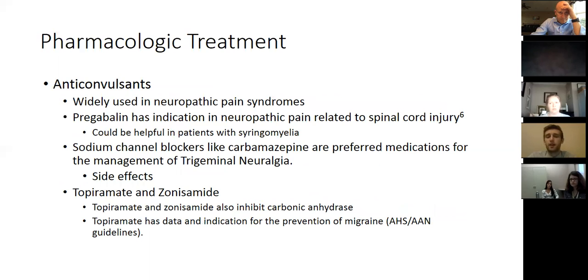Sodium channel blockers, like carbamazepine, can be preferred medications for the management of other symptoms arising from Chiari malformation, like trigeminal neuralgia. But the, of course, drawback with these is the side effects, the monitoring, drug interactions with medications like carbamazepine. And then topiramate and zonisamide are actually pretty decent options because not only do they weakly inhibit carbonic anhydrase, topiramate has data and indication for prevention of migraine. And since zonisamide is a very similar drug, it is often used in the treatment of migraine as well. So there could be some good results from both of these medications theoretically.